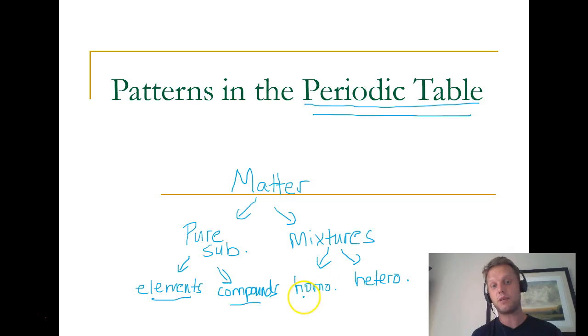and mixtures can be divided into homogeneous mixtures, which have one phase, you can't see the difference, or heterogeneous mixtures, which you can see the different bits and pieces in them. Now we're going to talk about elements today because elements are what are on the periodic table.